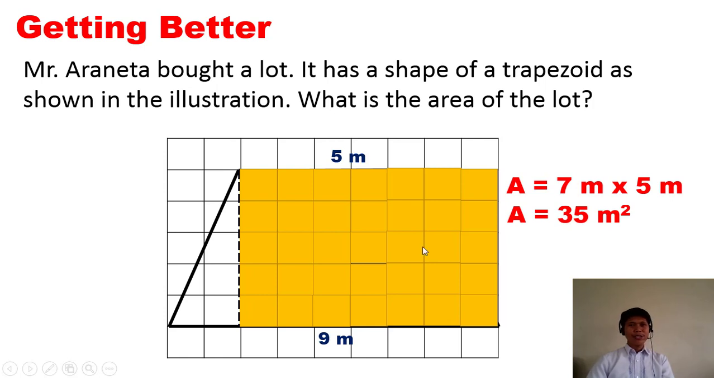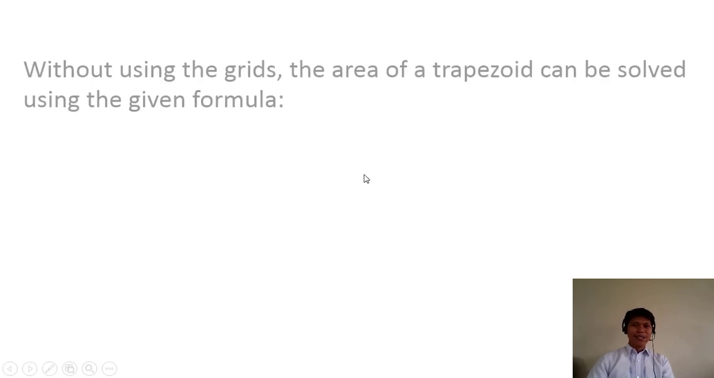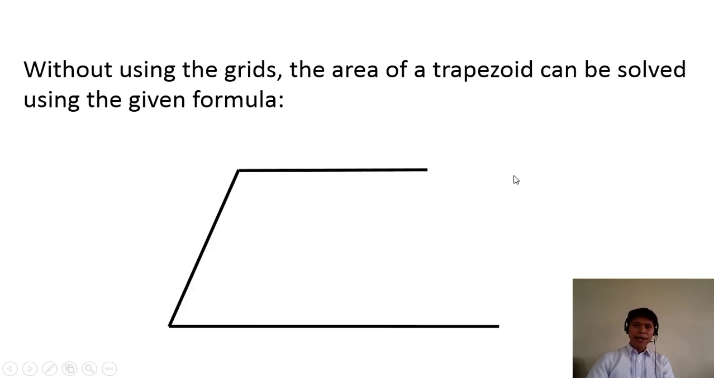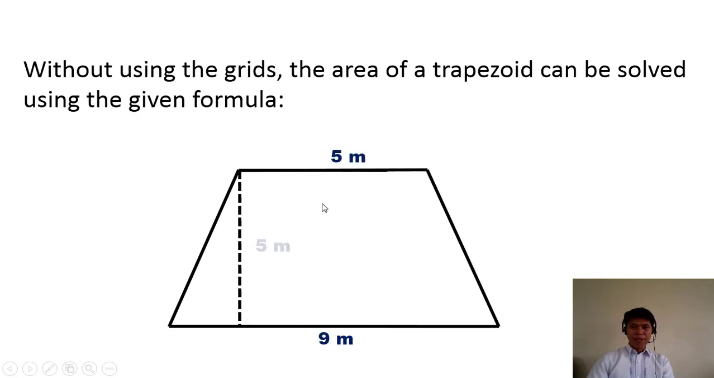How about without using a grid? The area of a trapezoid can be solved using a given formula. We have the same trapezoid, and we know that its area is 35. So again, it is not 9 times 5. It is 7 times 5, which is 35, because by transferring it here, 2 units are omitted. This is 9, this is 5.